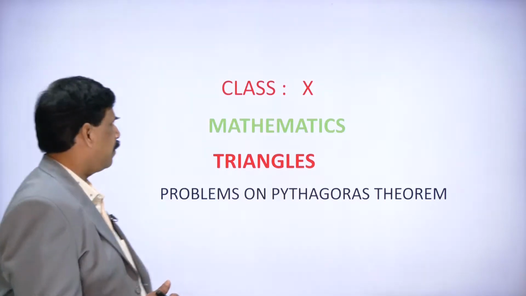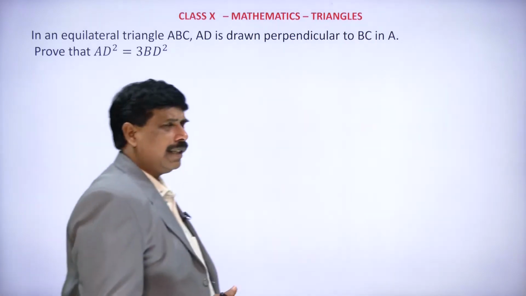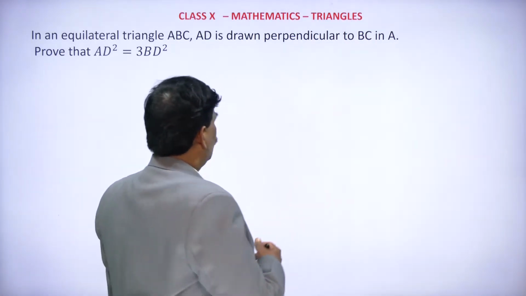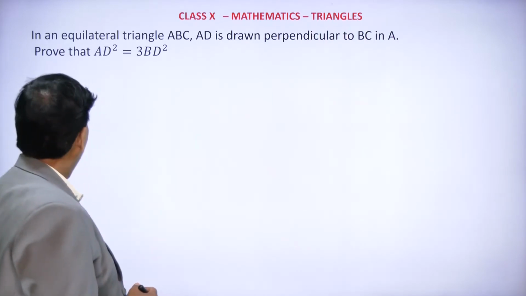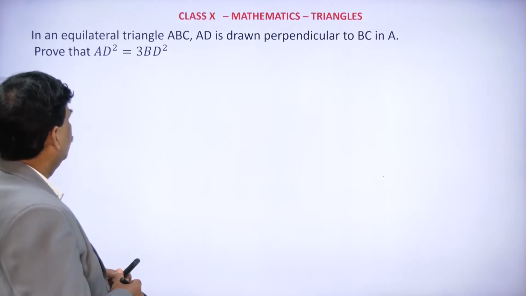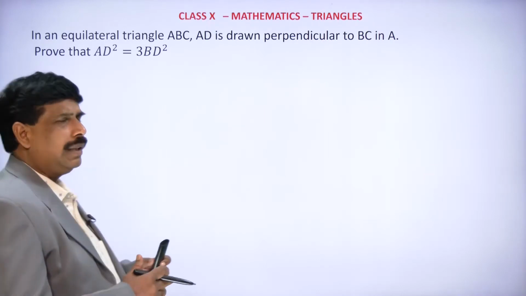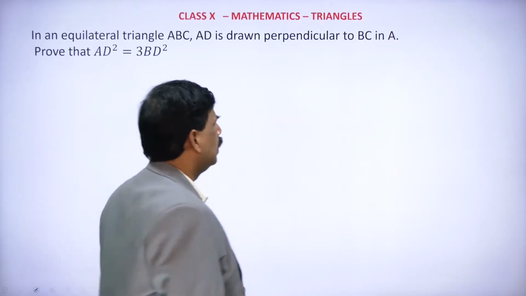Let's begin the class. In an equilateral triangle ABC, AD is drawn perpendicular to BC from A. Prove that AD square is equal to 3BD square. That is the question. So what is it saying here?